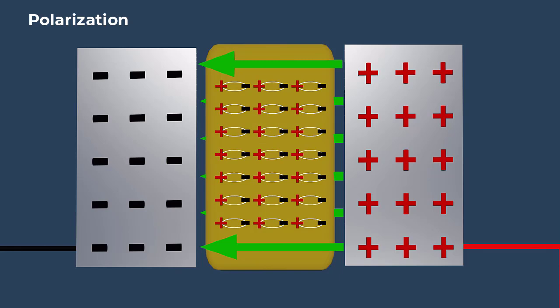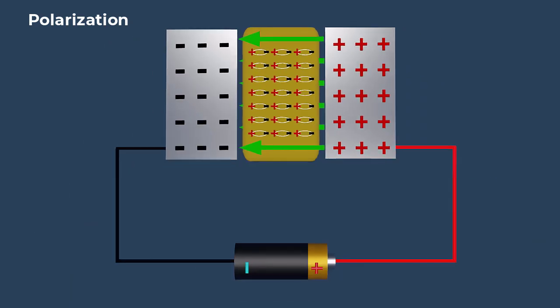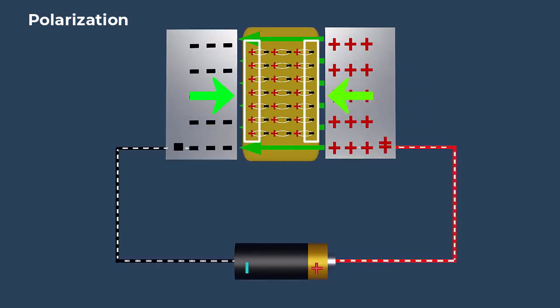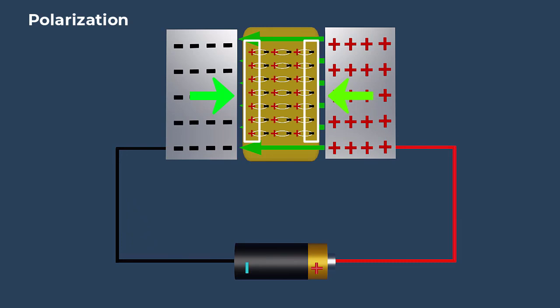Polarization produces layers of opposite charges on the surface of the dielectric material, that attract more charge onto the plates of the capacitor. This increases the capacitance of the capacitor.